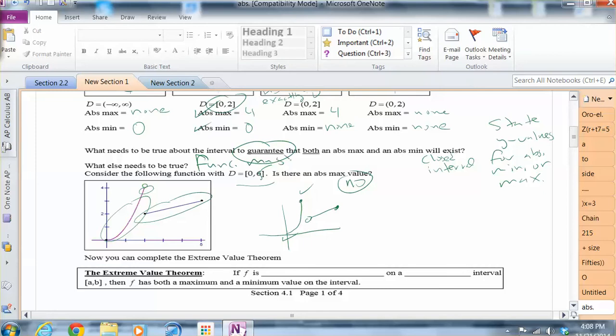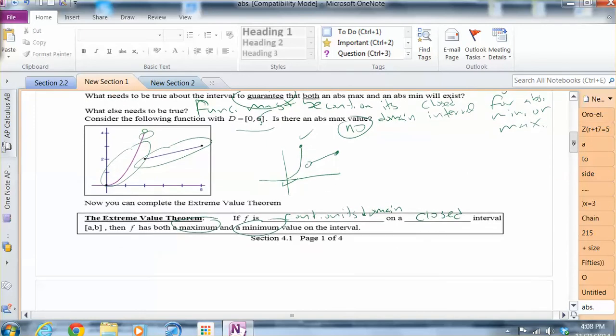Function must be continuous on its domain. So this actually leads us to the extreme value theorem, which we pretty much have explained without realizing it. I've now explained the theorem to you. If f is continuous on a closed interval, then definitely your function will have an absolute maximum and a minimum on the interval.